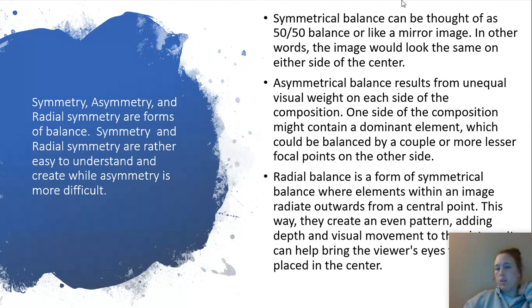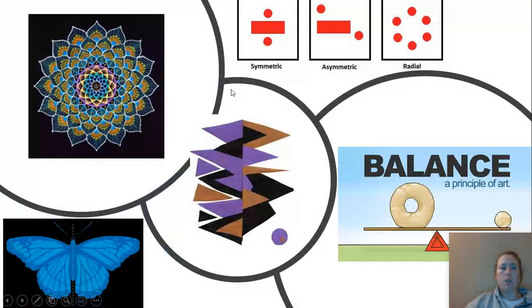And then radial balance is a form of symmetrical balance, but everything radiates from the center, creating a pattern. So here we've got a mandala where everything's radiating from the center. So you're creating radial balance there. On the bottom left, you've got your butterfly.